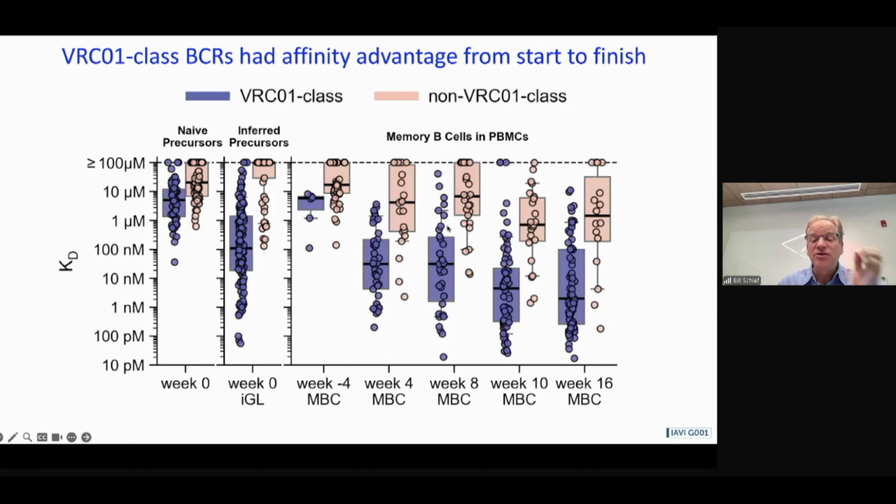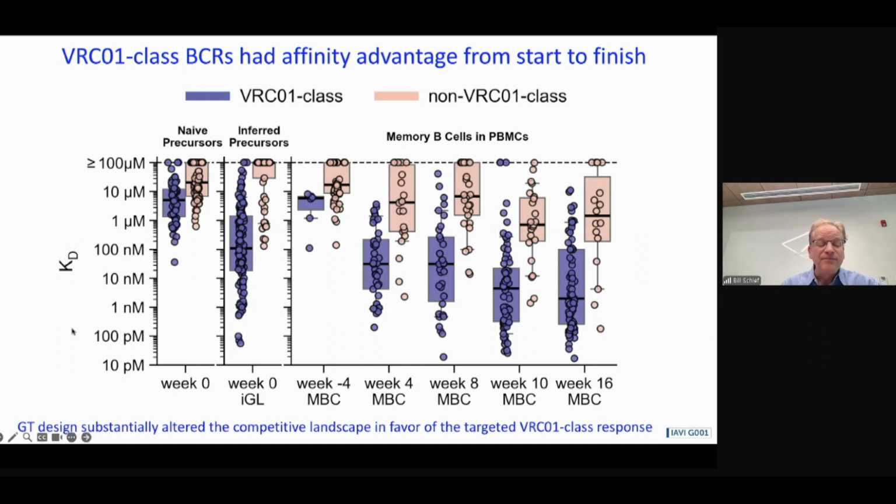And now I'm showing you to the right here data from VRC01 class and non-VRC01 class competitors at 4 weeks after the first vaccination, 8 weeks after the first vaccination. Everybody got a second immunization at week 8, and this is now 2 weeks after the second vaccination, and now 8 weeks after the second vaccination. Across all, 1 vaccination or 2, all these time points, the VRC01 class responses maintain this massive affinity advantage.